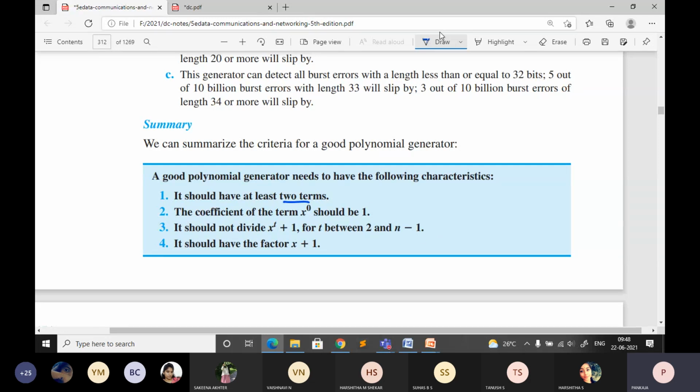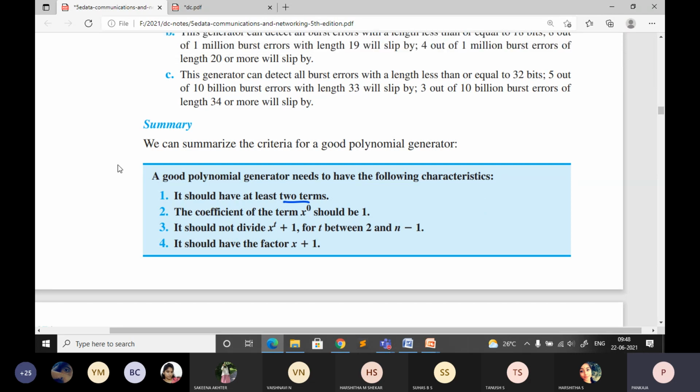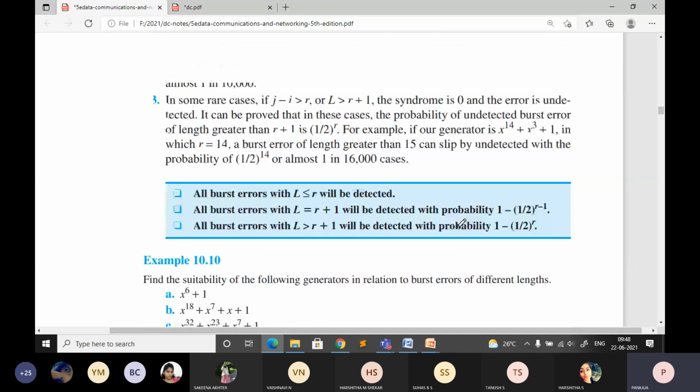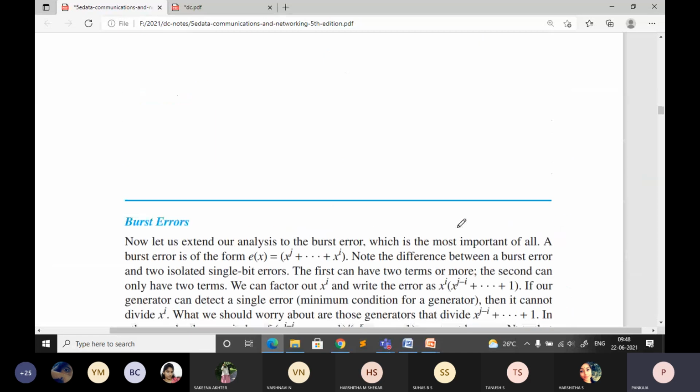Okay, so this is all just rules and regulations. You need to remember these when you are going for a polynomial generator. That is how the generator works at the sender side. So it has to consider these four important points. So what is the advantage? I wanted to tell.